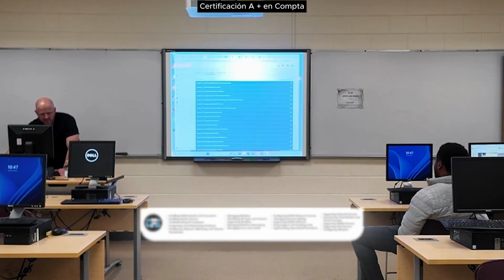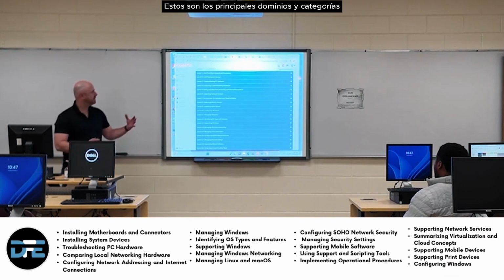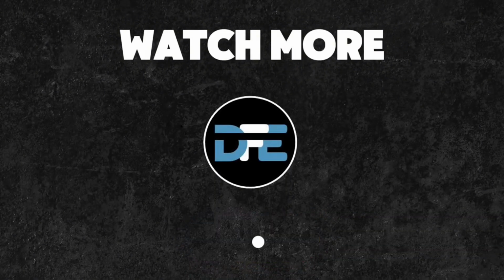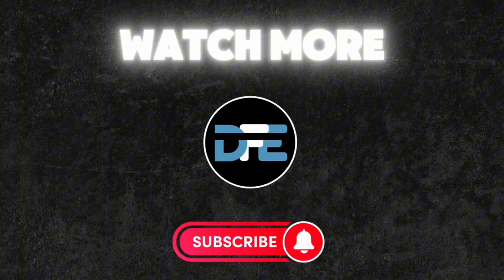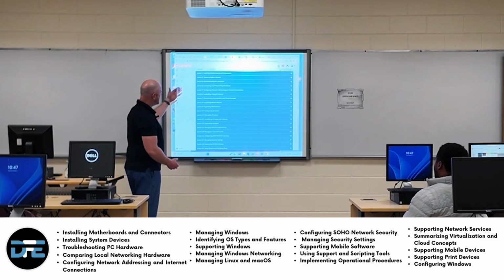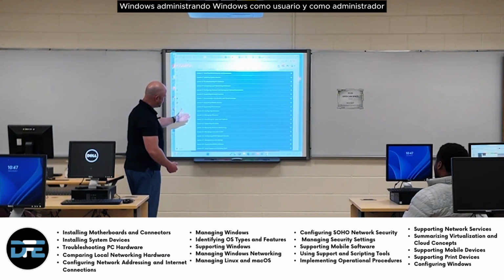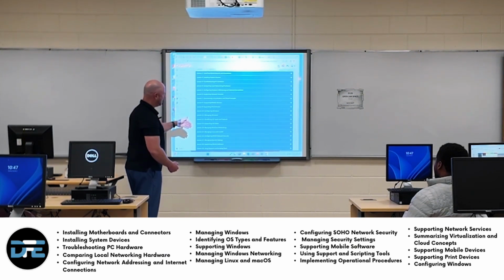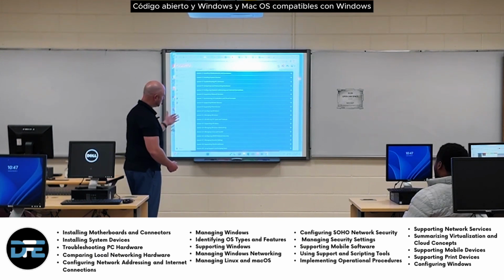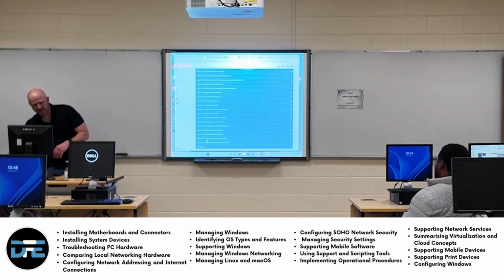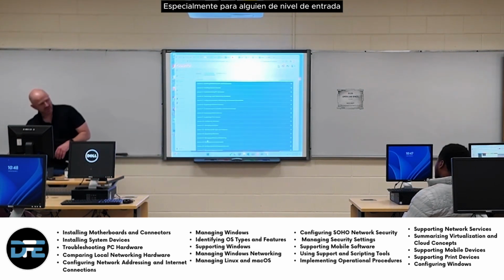certification. So in CompTIA, these are the main domains and categories: installing motherboards, connectors, system devices, troubleshooting PC hardware, comparing local network hardware, a lot of networking, virtualization concepts, mobile devices, print devices, Windows, managing Windows as a user and as an admin, OS types and features, open source, and Windows and Mac OS, supporting Windows. It's a very robust certification, especially for someone entry level.